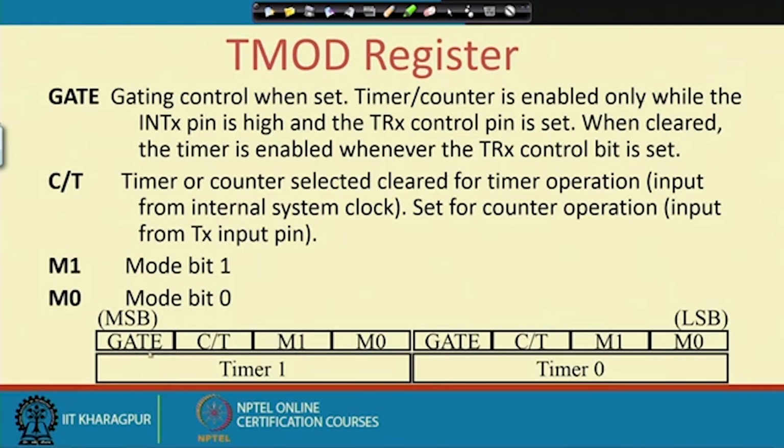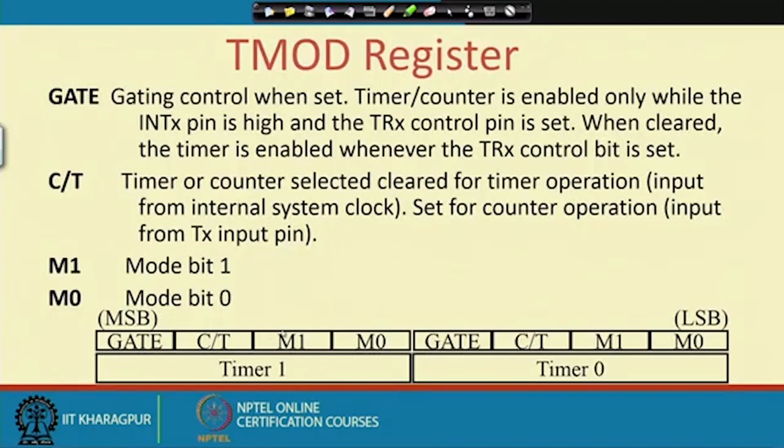This gate bit tells whether the timer has to be enabled only while the INTX pin is high. You remember that there are two INT pins, INT 0 and INT 1. So for timer 1, if you set this gate bit to 1, then this timer will operate only if this INT 1 pin is high, and there is another control bit TR1. We will see this TR1 bit later. So, this TR1 control bit is high.